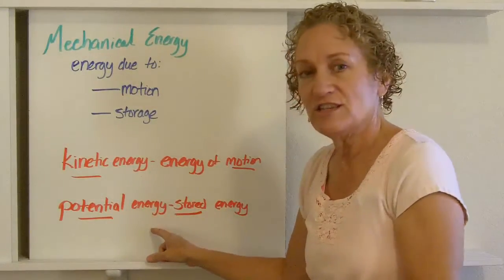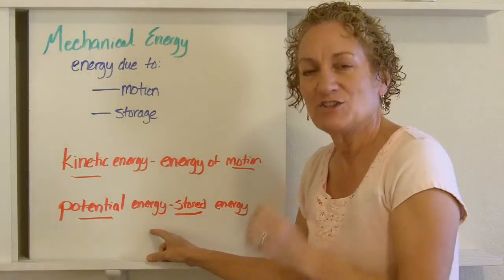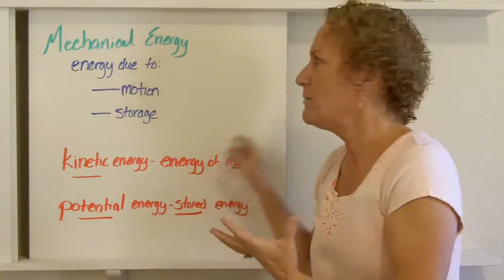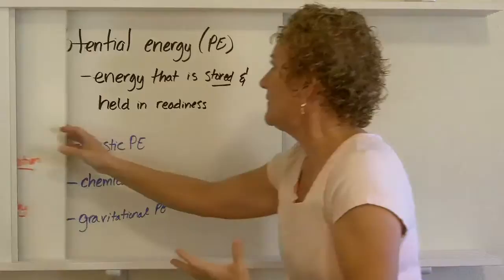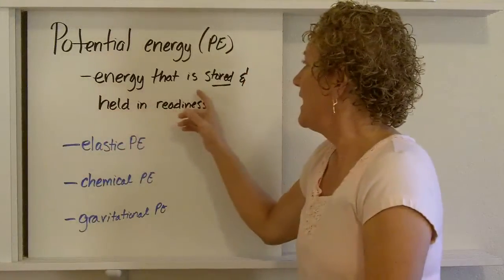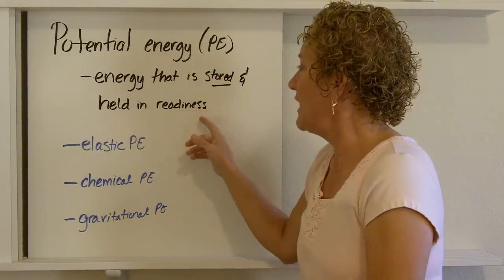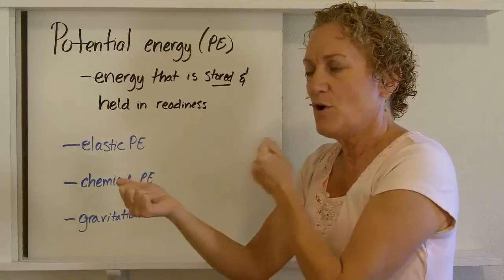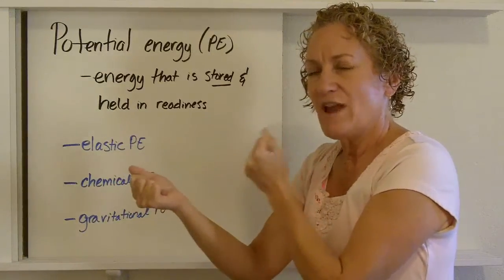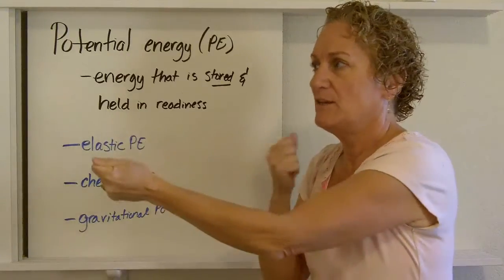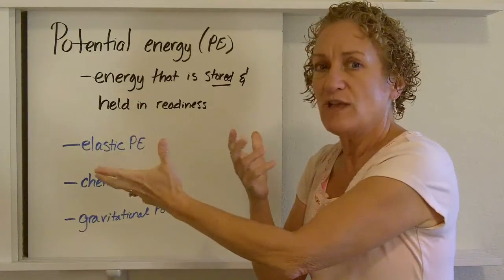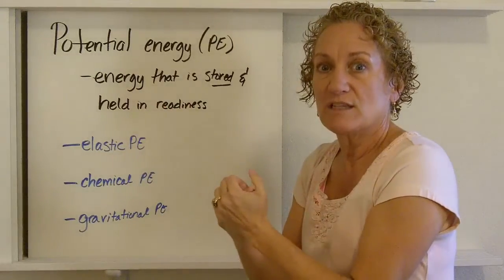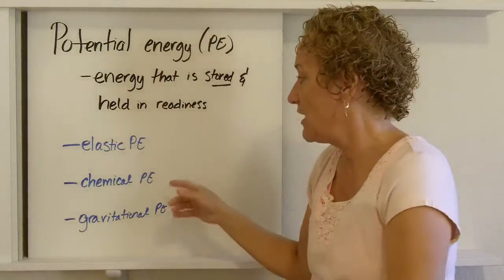But potential energy, this is the one I find really intriguing. It's stored energy. So what do I mean by stored? Well, if it's stored and in readiness, here's what I'm talking about. That elastic rubber band or that bow that's just ready to let go. If you take a rubber band and pull it, you know when you let go, it's going to go flying. It's going to go a distance. So work is going to be done. So there's going to be some energy there.